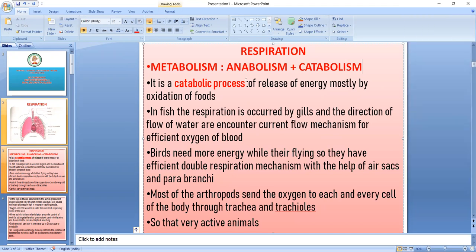What is catabolism? It is the breakdown of a particular substance, a degradative pathway. Amino acid synthesis in our body is an anabolic process. Carbohydrate-related or glycogen synthesis is also an anabolic metabolic activity. Opposite to anabolism, the best example for catabolism is respiration. We should have this basic fundamental idea. It is a catabolic process that releases energy, mostly by oxidation of foods.